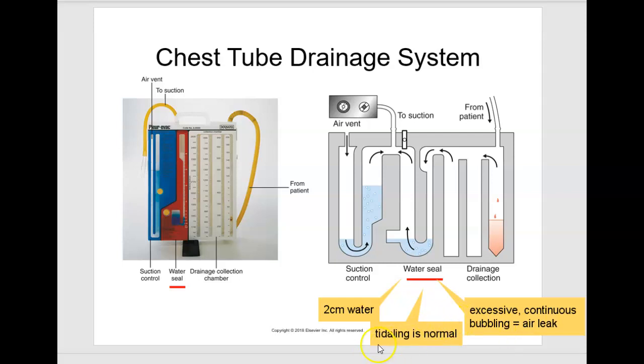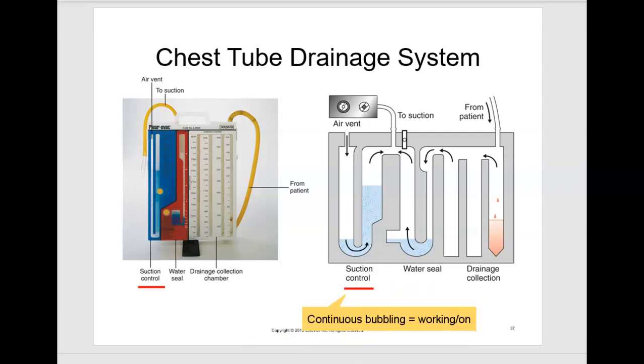Tidaling is something that you'll see in that second water seal chamber also, and that is normal. That would be that water moving up and down just a little bit along with the patient's inhalation and exhalation. If there's an absence of this fluctuation, the tidaling, the water moving up and down a little bit, that may mean that the lung has fully re-expanded or that there's an obstruction of the chest tube.